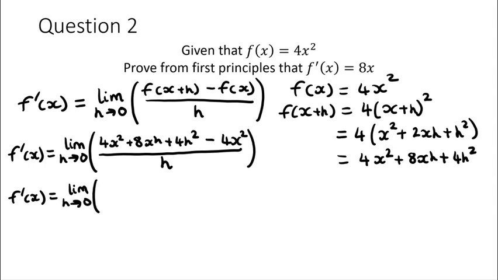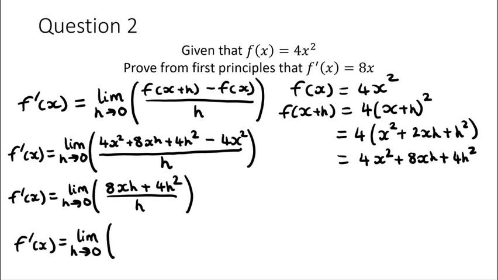So let's start looking at the numerator there. And I can see that the 4x squareds are going to cancel. Okay, so we're just left there with the 8xh plus 4h squared. And now what I'm going to do is divide both of those terms on the numerator by h, which leaves me with the following. And when we get to here, we're going to look at what happens as h tends to 0, okay?